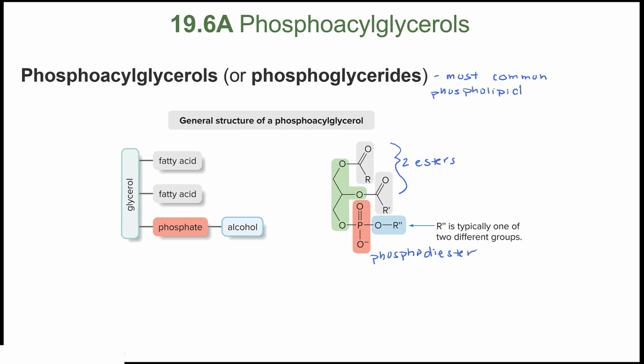So R double prime can be one of 2 different groups. If R double prime equals ethylamine, this is called a cephalin, or phosphatidyl diethanolamine. Or if R double prime equals an ammonium salt, then this is called lecithin, or phosphatidylcholine.